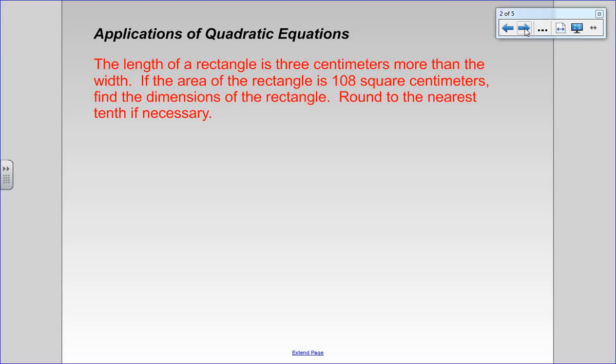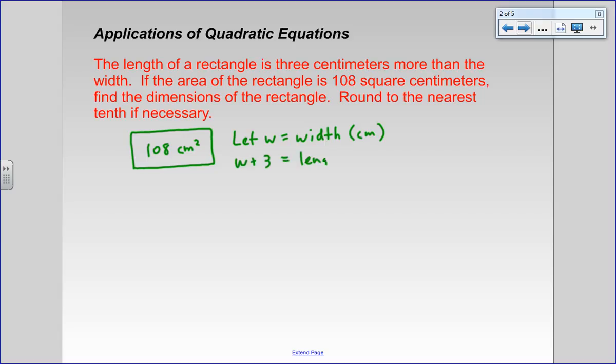To begin this problem, it may be helpful to draw a quick diagram. We can show a rectangle that has an area of 108 square centimeters. And we're told that the length of the rectangle is 3 centimeters more than the width. So we can define our variables as follows. If we let W equal the width of the rectangle in centimeters, then 3 centimeters more than that would be shown by the expression W plus 3. So we can let that expression represent the length of the rectangle in centimeters. And if we were to label our diagram with that information, we would have W on one side and W plus 3 on the other.